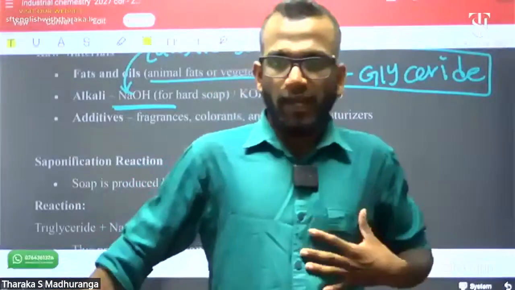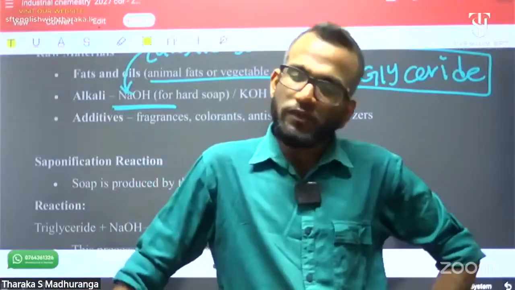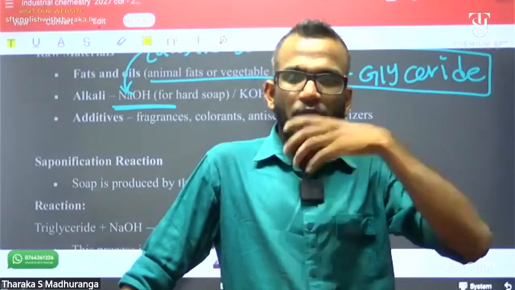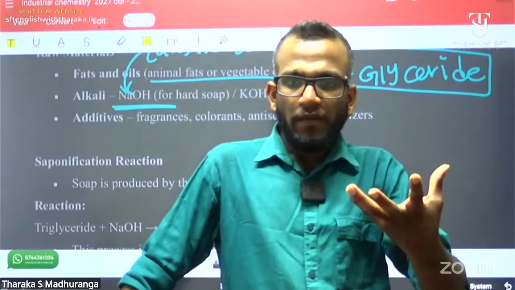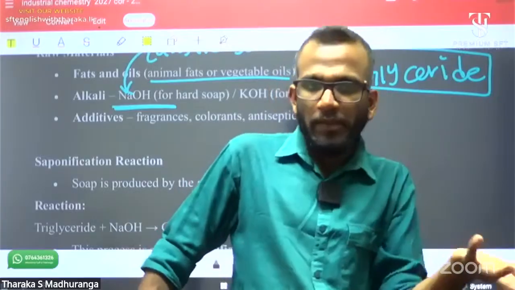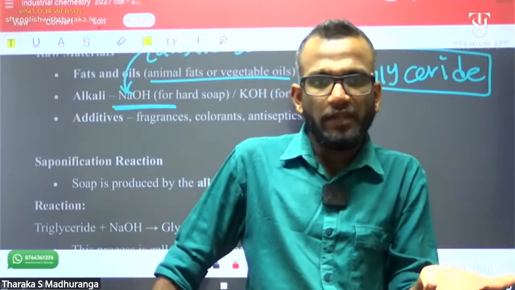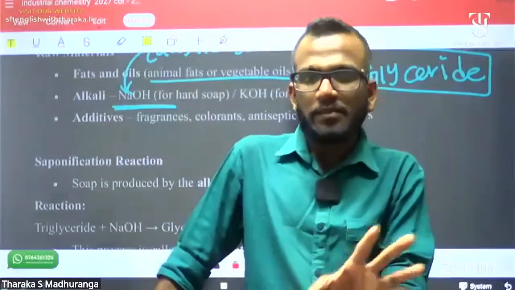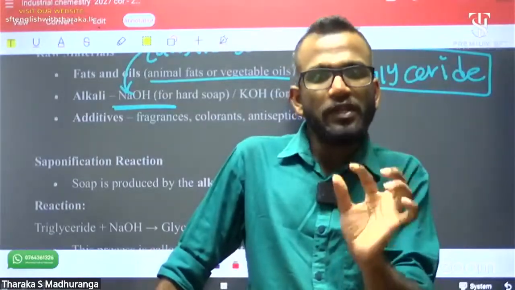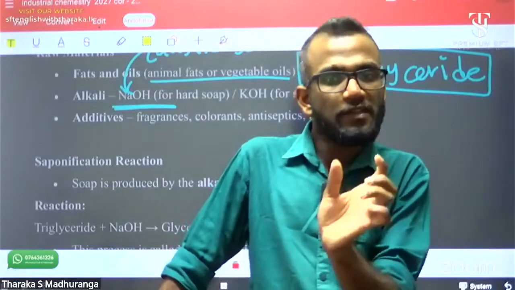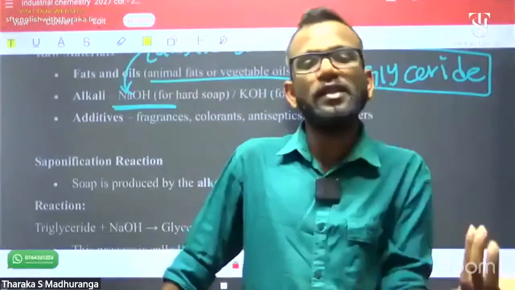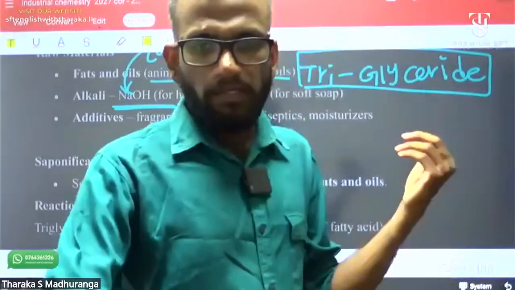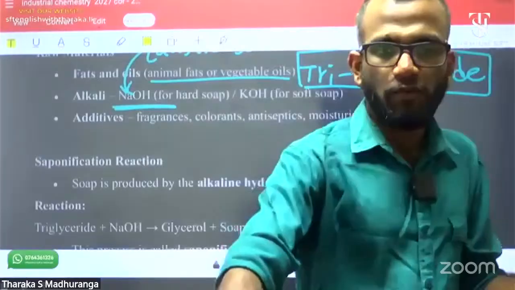Any animal or plant oil, or fat, we can use. They both contain triglyceride. The material doesn't matter. For soap production, we only need triglyceride. Triglyceride is a compound. Whatever plant or animal oil contains triglyceride, we can use it for soap production.